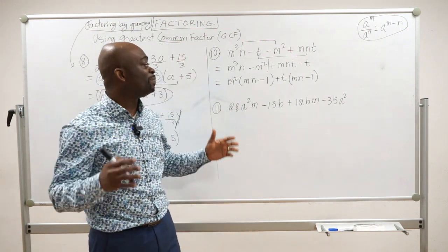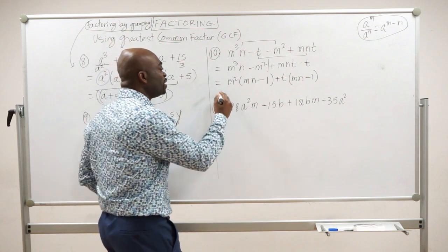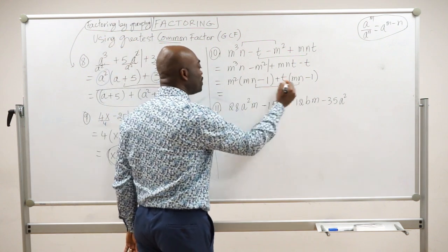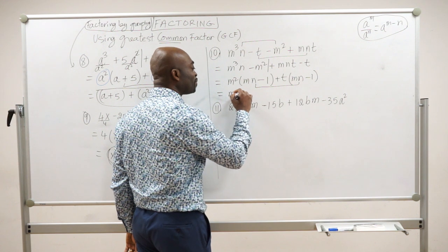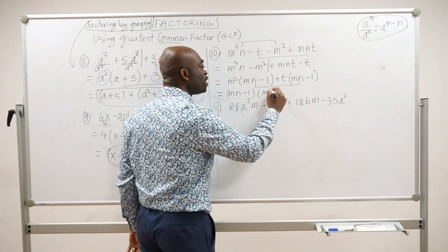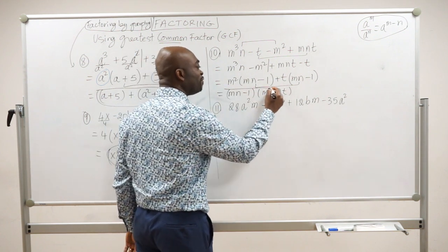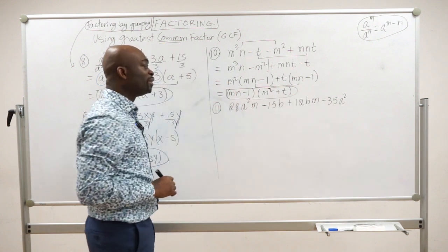Ladies and gentlemen, you got to be patient. You got to work things out. You become an expert, now you can run. So what do you have in common? You have these 2 in common now. So it's mn minus 1 as a common factor, and then m squared plus T, which is the other factor. And then you are done.